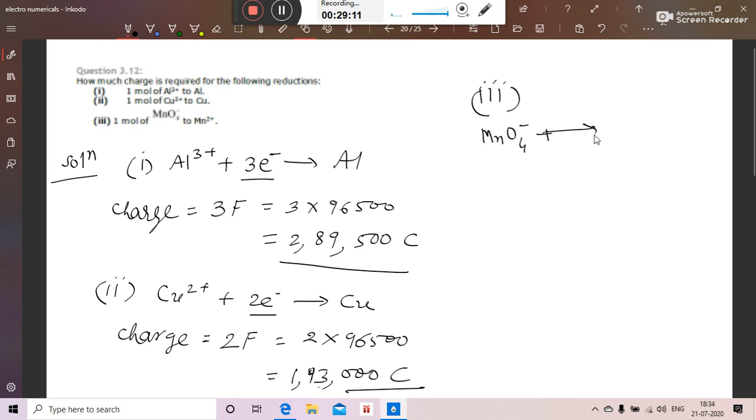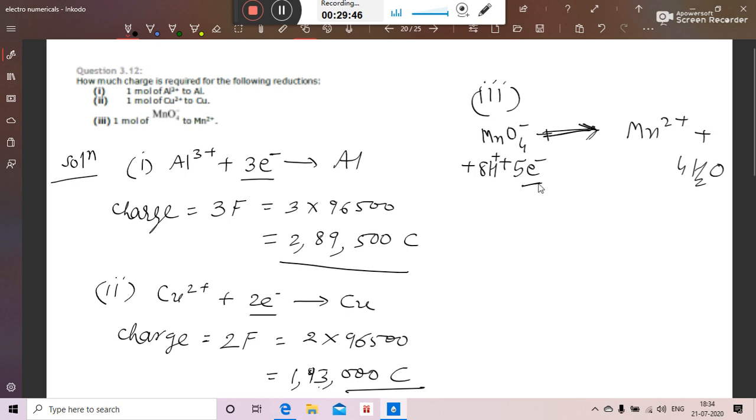So that is MnO4 minus getting converted into Mn2 plus. Here you will see that in order to balance the charges, we require 5 electrons. So MnO4 minus plus 5 electrons plus 8H plus ion will form Mn2 plus plus 4H2O.